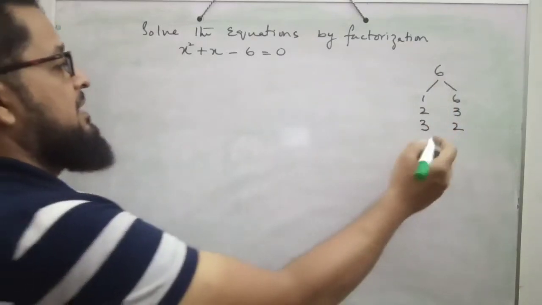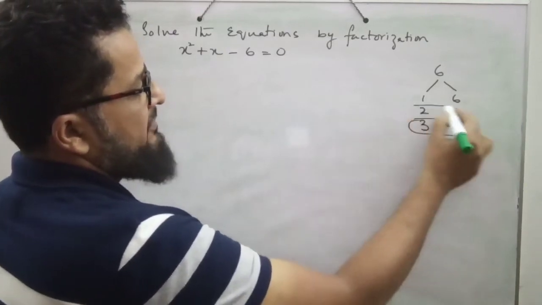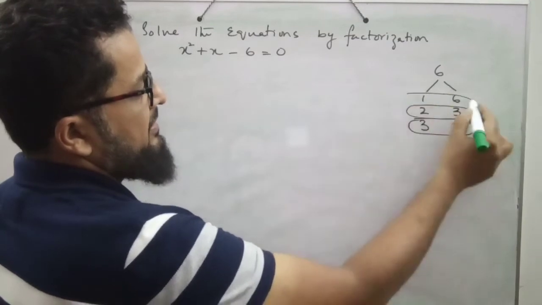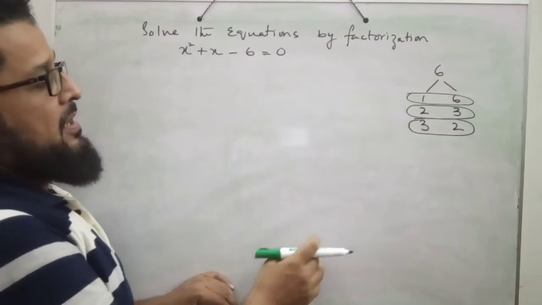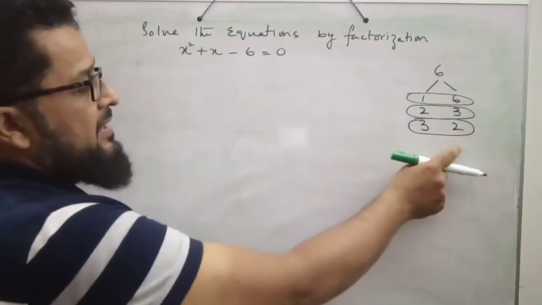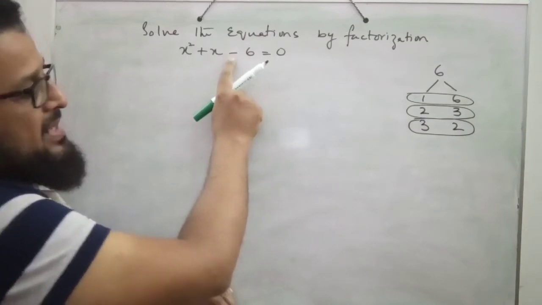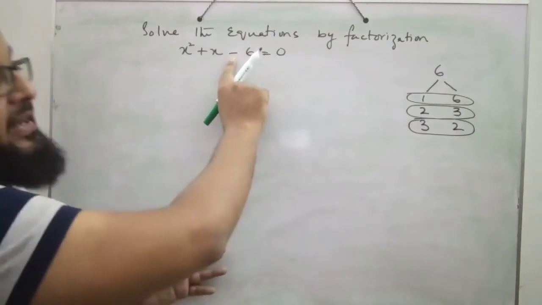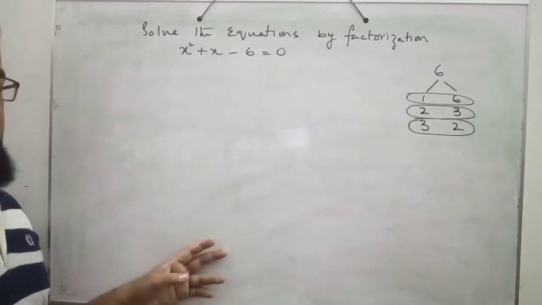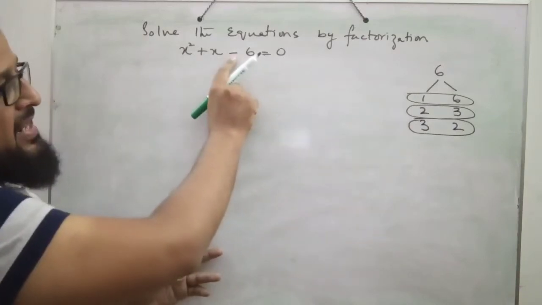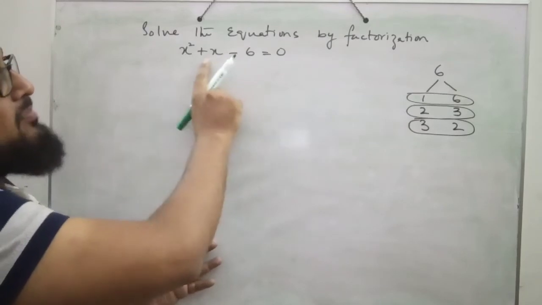There are three pairs of factors here: the first pair is 3 and 2, the second pair is 2 and 3, and the third pair is 1 and 6. We find the pair whose difference gives the middle value. Here there is a minus sign, which indicates that we are subtracting the factors. Whenever we have a plus sign, we add the factors. Right now we have a negative sign, so we subtract the factors and find the result for the middle number.